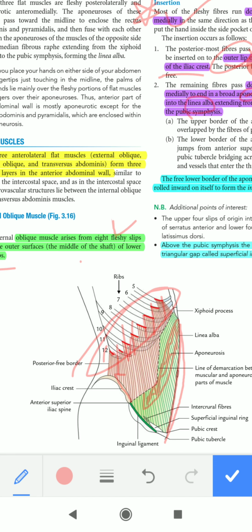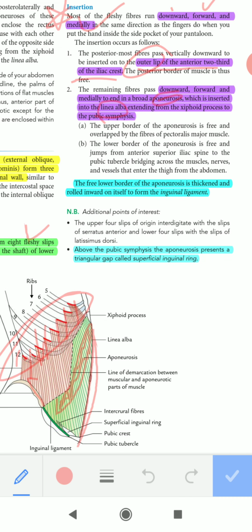The most important thing: the free lower border of the aponeurosis of the external oblique muscle becomes thickened and rolled inward, and it forms a ligament known as the inguinal ligament. And above the symphysis pubis, the aponeurosis presents a triangular gap called the superficial inguinal ring. So what are the inguinal ligament and superficial inguinal ring? Let's see.